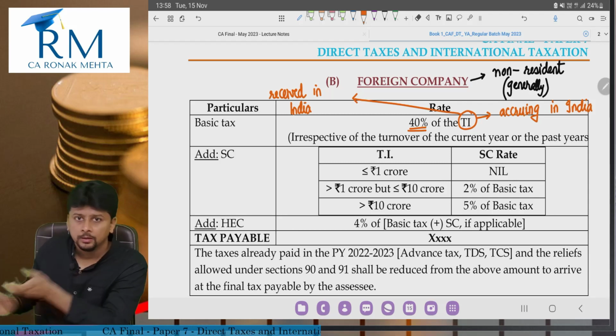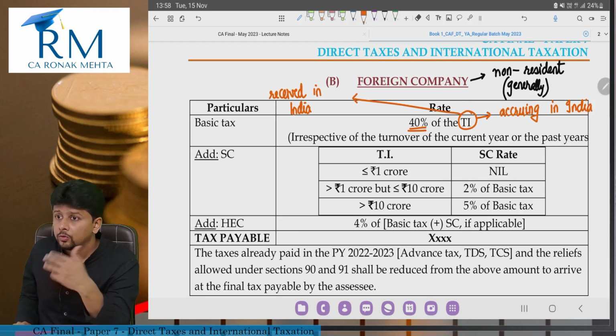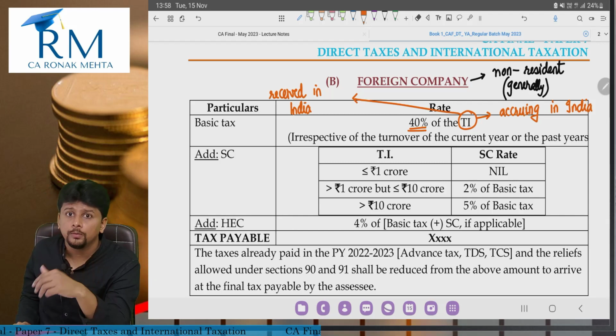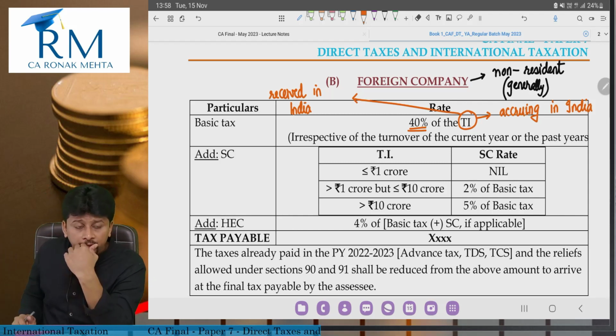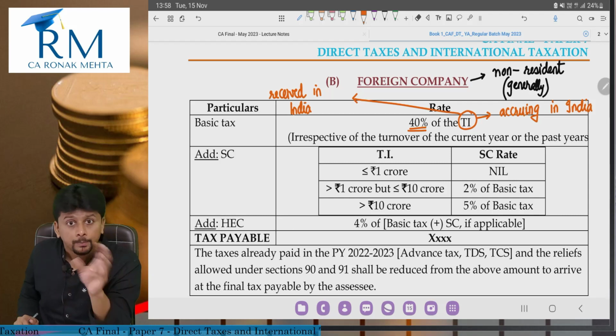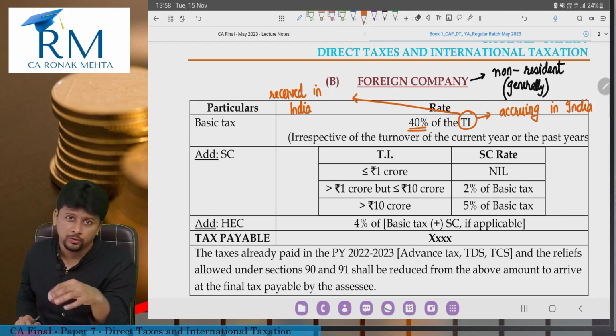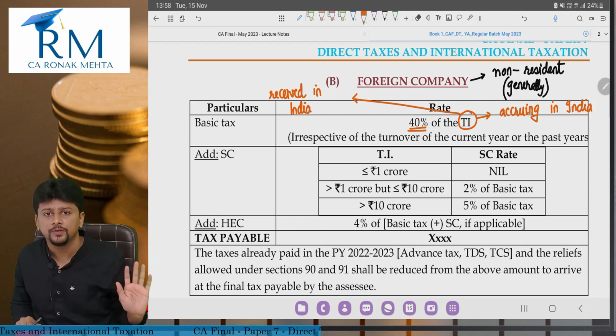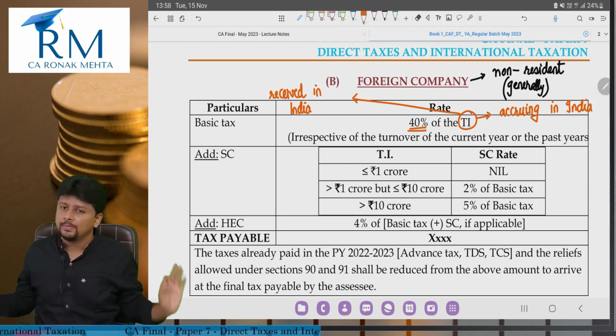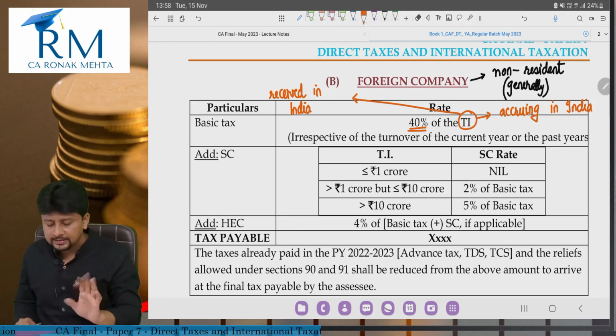What is your turnover 2 years ago? We are not concerned. It's a foreign company. It could have turnover in India, it could not have turnover in India, but could have global turnover. In India, it might not be earning PGBP income by way of turnover. It could be earning some other incomes also 2 years ago, etc. So I am not giving any benefit, any concession. I am making it very simple. You will pay tax at the rate of 40%.